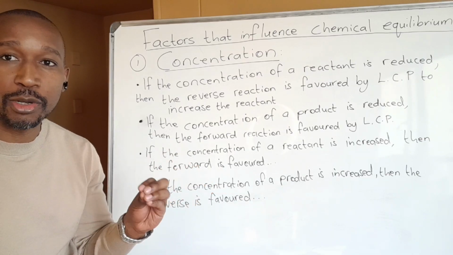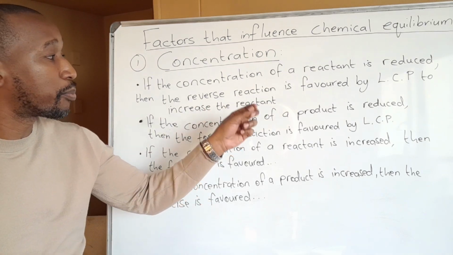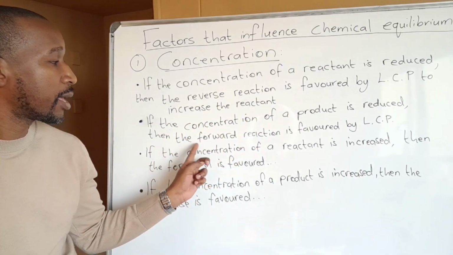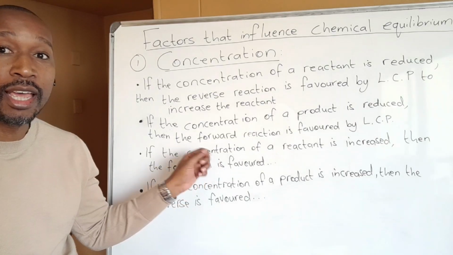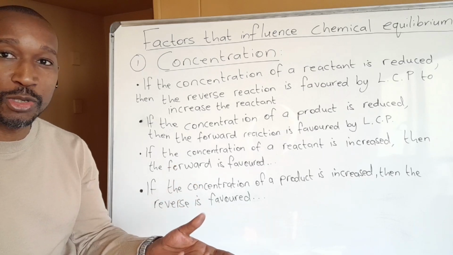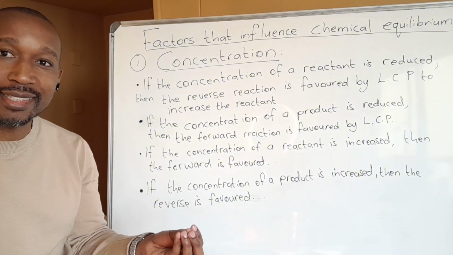So that is how it goes. Then what happens if the concentration of the products is reduced? If the concentration of the products is reduced, that means that the forward reaction needs to be favored in order to give us more of the products that were reduced and to reach a new equilibrium. So that is what Le Chatelier's principle says.